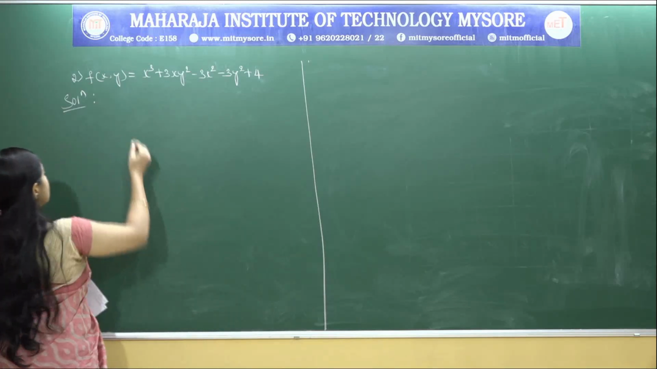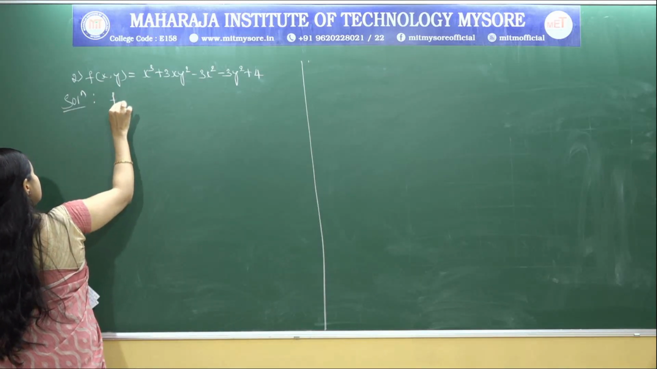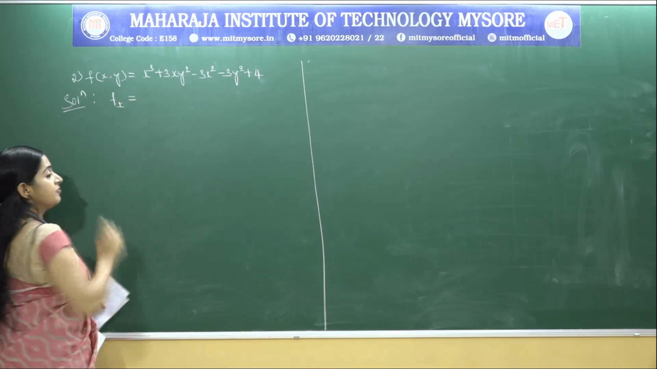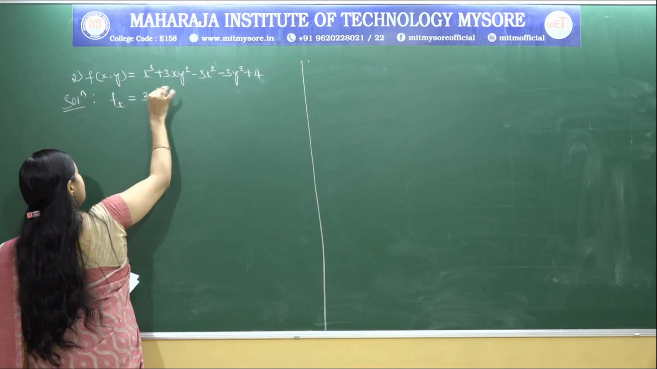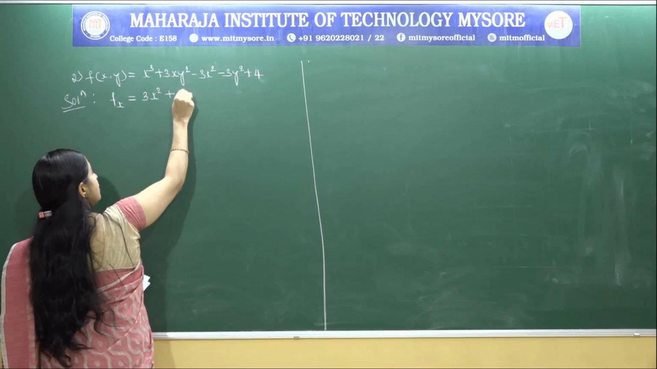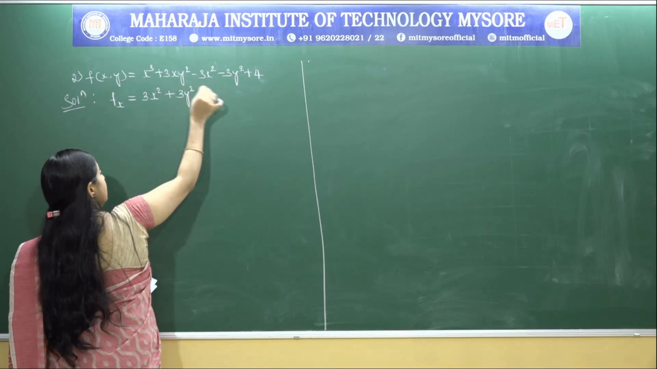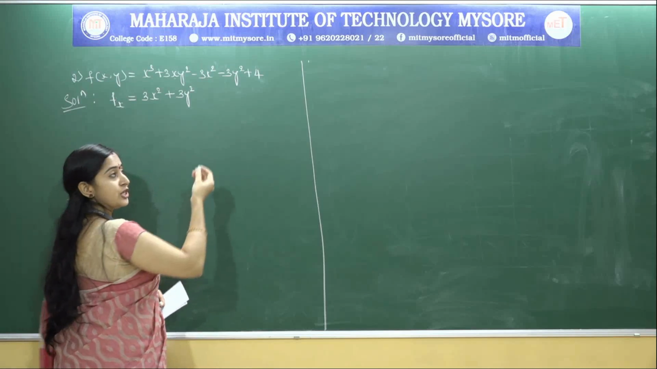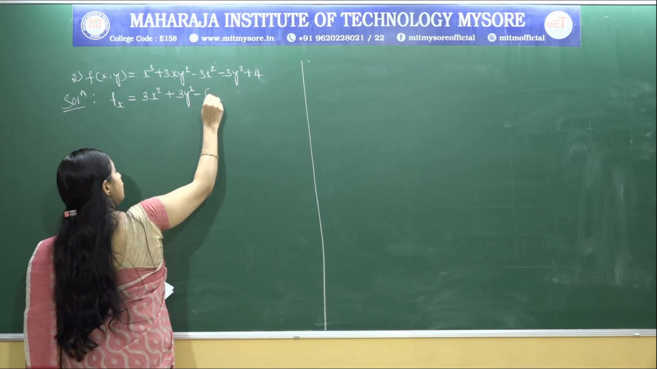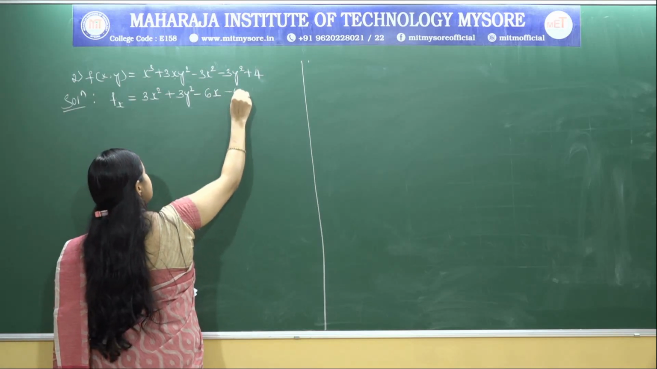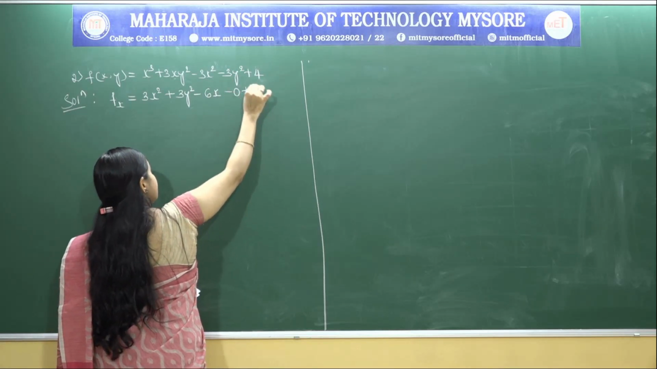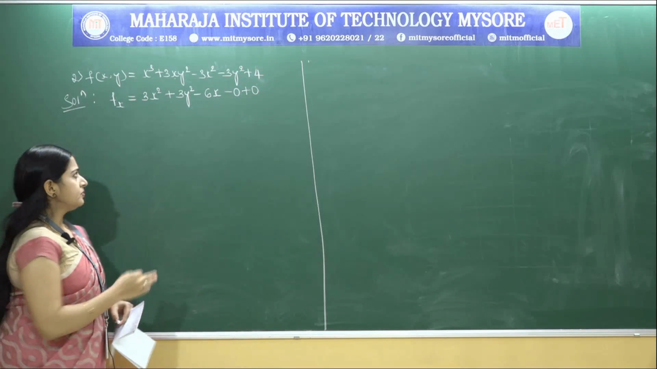So first I take the first derivative of the given function with respect to x. The derivative of x cubed is 3x squared. Here the derivative of x is 1, so you will get 3y squared. Next, the derivative of x squared is 2x, multiplied by 3, you will get 6x. Then for 3y squared, the derivative is 0, and the constant term's derivative is 0.